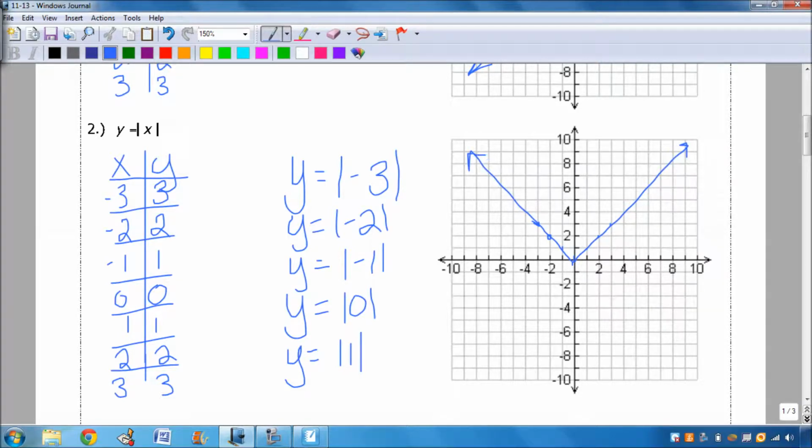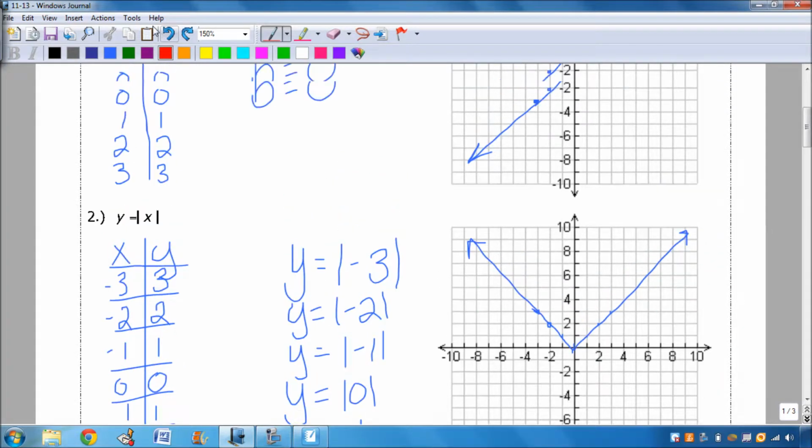But here's the thing you need to understand. When you take the absolute value of a number, if the number is negative, it becomes positive. It's the distance away from 0. So right here, we're marking a distance away from 0, and it's always going to be a positive distance. So in this example, and when you have your parent function, it's never going to go below 0.